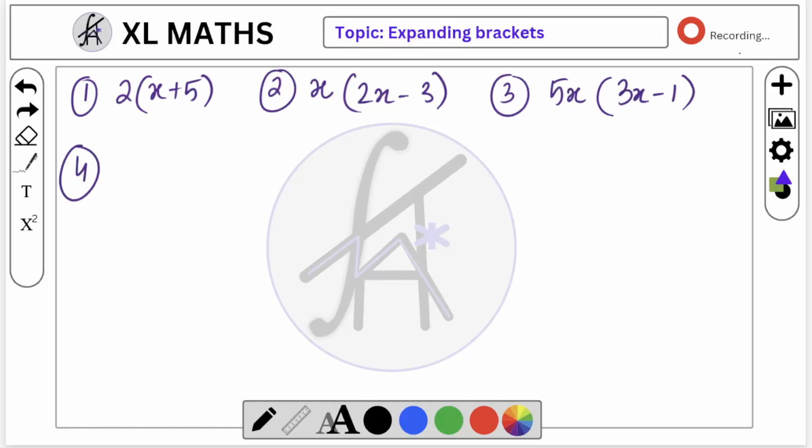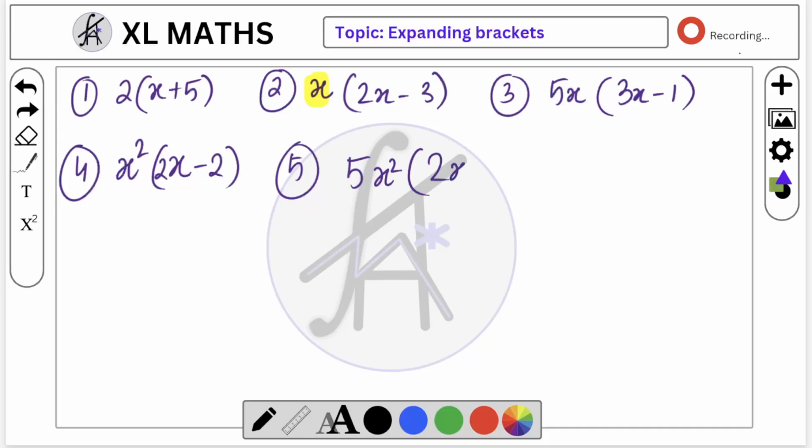Over here, the variable is just x, correct? So if I say x squared outside the bracket and inside you have x minus 2, or maybe 2x minus 2, anything. The fifth type we can get is when we take the constant and the variable together outside, for example 5x squared outside the bracket, 2x minus 8. Okay, so these are the types of questions we get. So let's start discussing each type one by one.